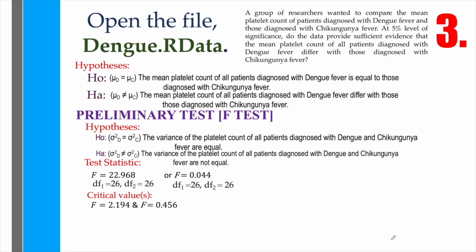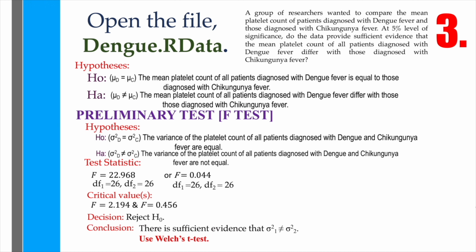And since the test statistic is in the area of rejection, we rejected the null hypothesis and concluded that there is sufficient evidence to conclude that the population variances are not equal. That's why we eventually made use of the Welch t-test. We also calculated the p-value, which is very, very small, less than 0.001.